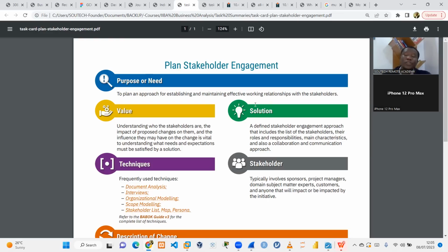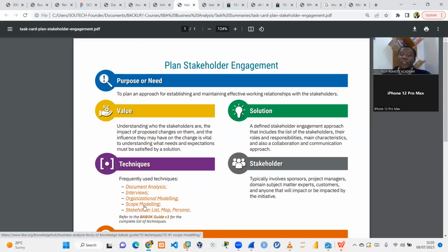And some of the things you need to plan is, take for instance, plan stakeholder management. How do you manage your stakeholders? How do you carry out document analysis, interviews? Do you just enter into a stakeholder's office and say, please, I want to understand your view on ABC? Did you do that? No. You just have to plan it out. How do you maintain effective working relationships with stakeholders?